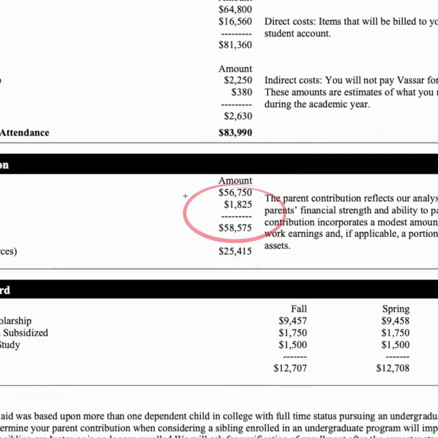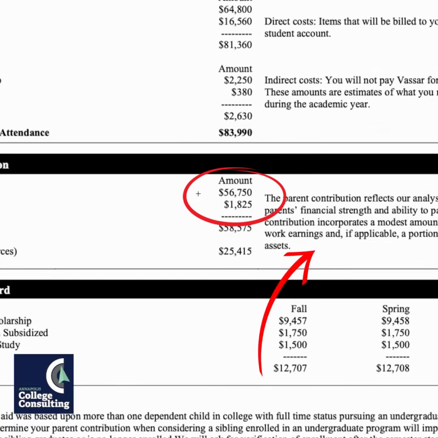Well, the parental contribution, $56,750. Who knows if these parents can really afford that, or if they really saved that much, but that's what the school is telling them based on filling out the FAFSA, the Free Application for Federal Student Aid. So they're saying that they looked at the analysis of the parents' financial strength and ability to pay. And the student contribution also incorporates a modest sum from summer work and a portion of student assets.